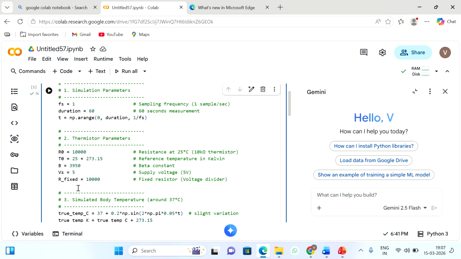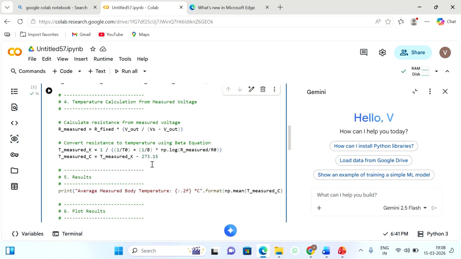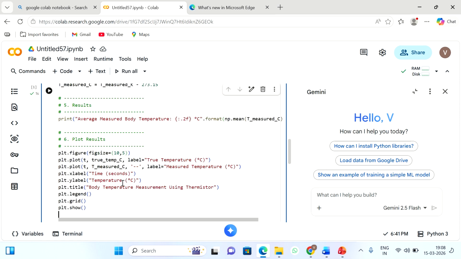So the thermistor resistance at 25 degrees, room temperature, we are going to take, is 10 kilo ohm. So T naught equals 25 plus 273.15. It converts 25 degrees C to Kelvin. We have to add 273.15, which gives 298.15 Kelvin. Then temperature calculation must be done in Kelvin, so that the fixed resistor is used in the voltage divider circuit.